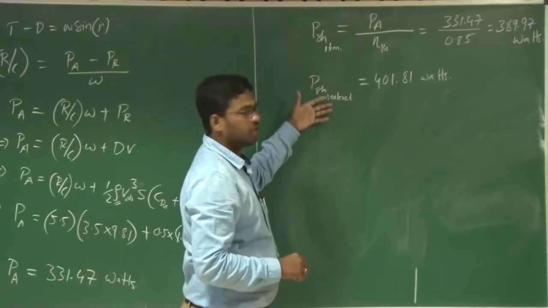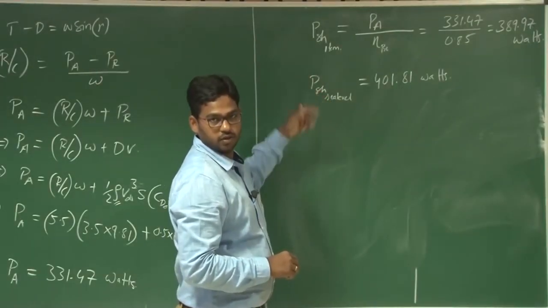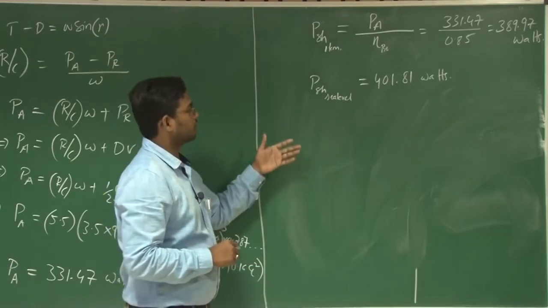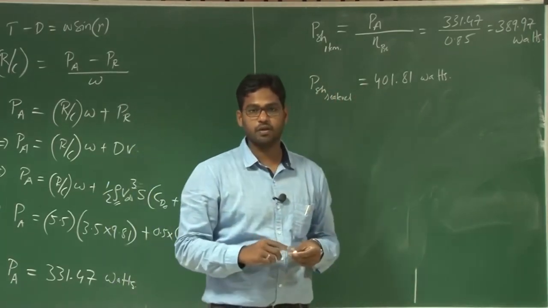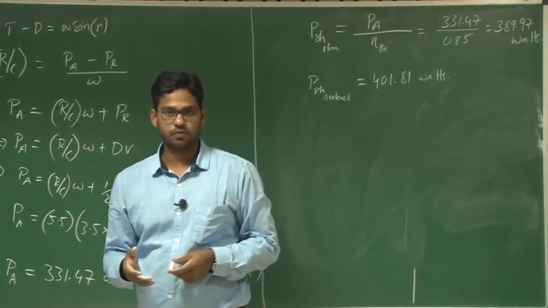401.81. So you have to consider the highest shaft power that is required. Then you have to use this shaft power to select the corresponding power plant by a factor of safety.